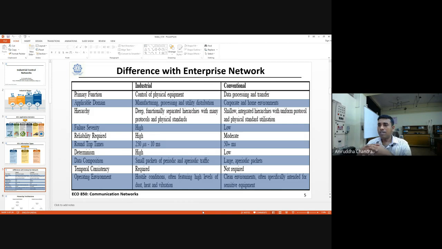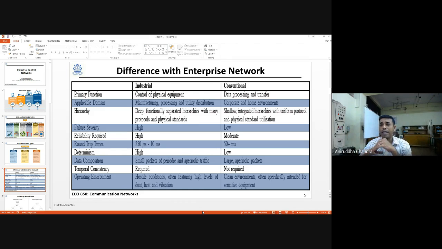Well, the domain of industrial is naturally the manufacturing, the processing kind of things. On the other hand, in the conventional networks, we generally have enterprise networks like in business centers or data centers, or in corporate worlds, like in a hospital or something, or maybe in a home environment. Now, the third point is hierarchy. Now, what is hierarchy? Well, hierarchy means how many levels the network has.